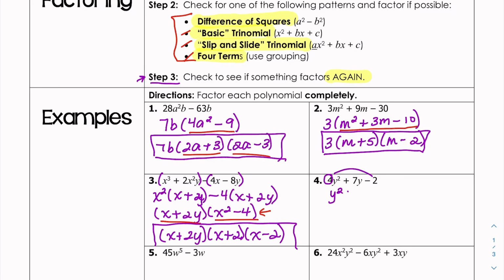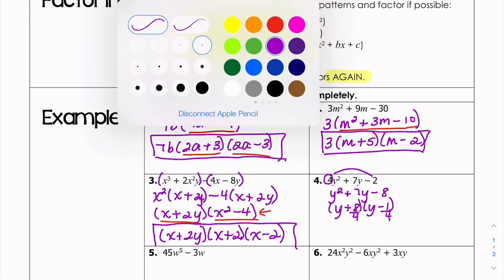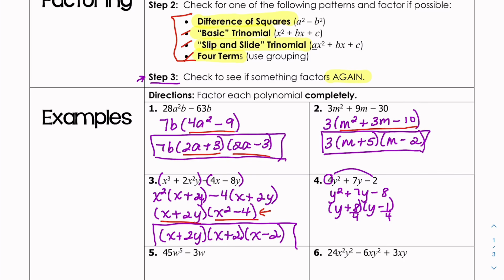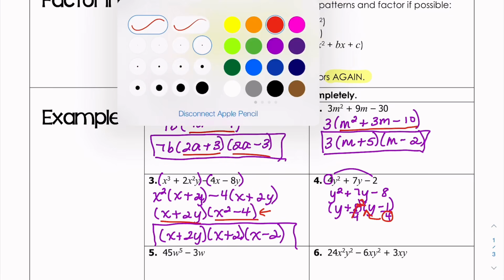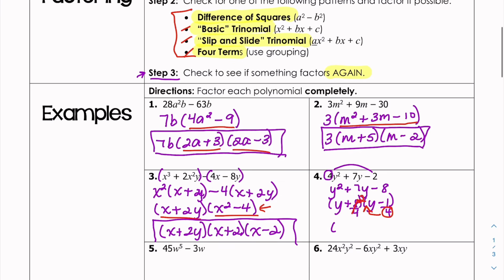We have y squared plus 7y minus 8. Factors of negative 8 that add up to 7 are positive 8 and negative 1. And then we have to do our divide by 4. And then reduce and slide up any remaining denominators. 8 divided by 4 reduces cleanly to 2. And 1/4 does not reduce anymore, so we're going to slide it up. So our answer is y plus 2, 4y minus 1. Stop and make sure that nothing else factors again.